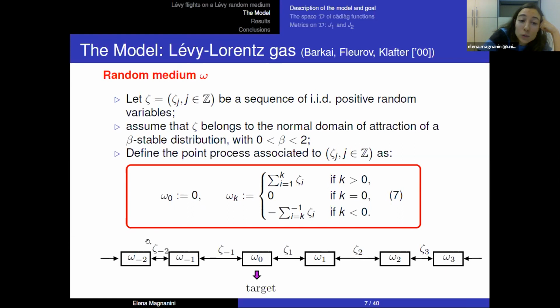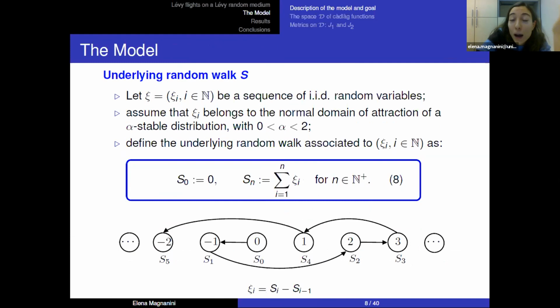Okay. In a parallel way, we can define the so-called underlying random walk, which is the one which drives the dynamics on the environment. So we consider a sequence of IID random variables ξi, not necessarily positive. We assume that ξi belongs to the normal domain of attraction of an alpha stable distribution. And we define the underlying random walk associated to ξi as follows. So S0 is equal to zero, and Sn is the partial sum up to an integer positive n of ξi.